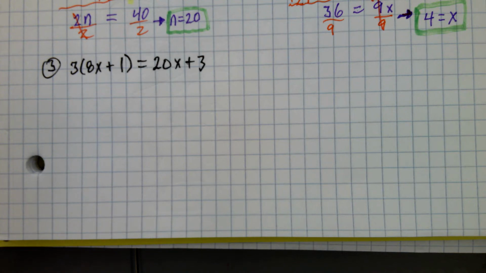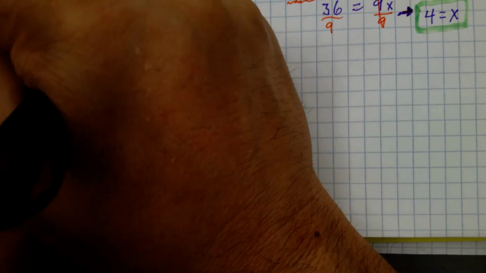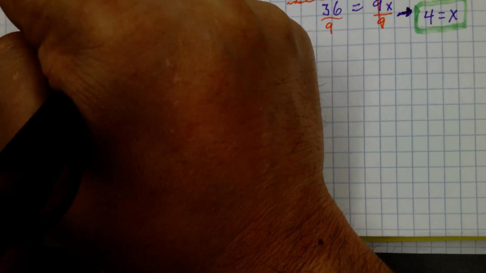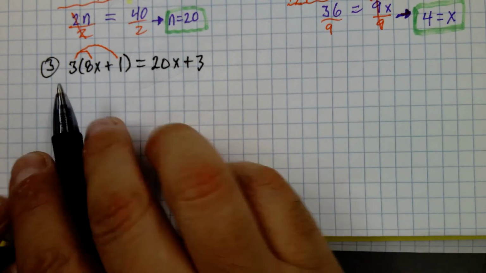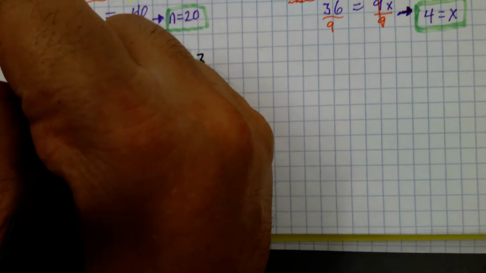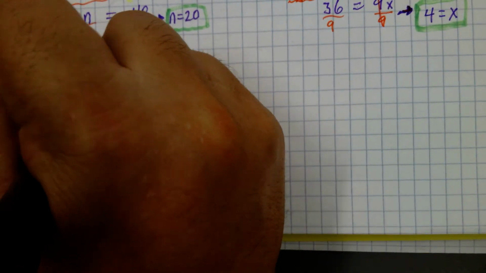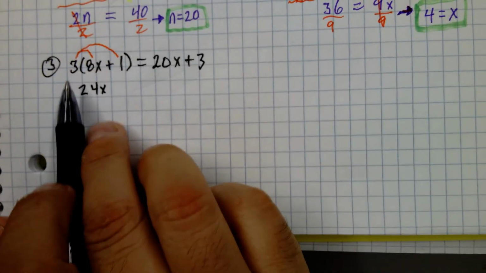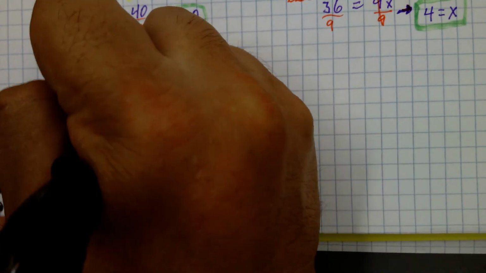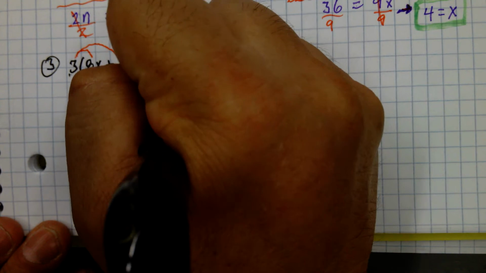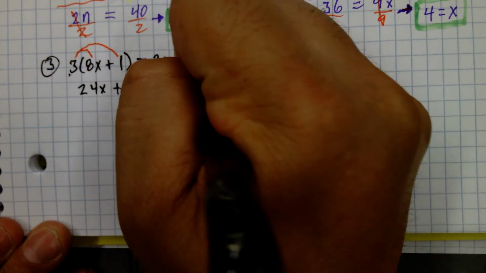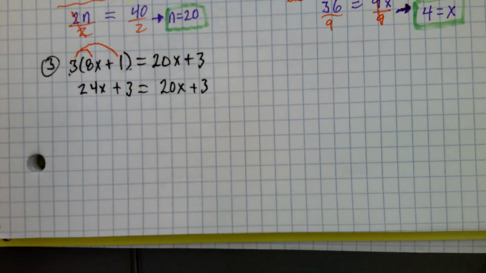Okay. Do you see that we do have to distribute? Let's distribute 3. Okay, so I'm going to multiply through by 3. So 3 times 8 is 24x, and then 3 times positive 1 is positive 3 equals 20x plus 3. So, okay, we distributed.